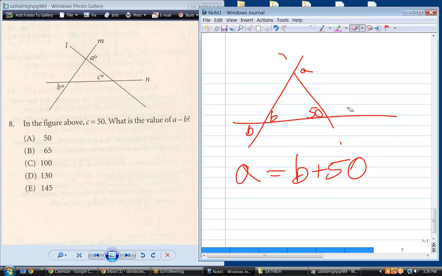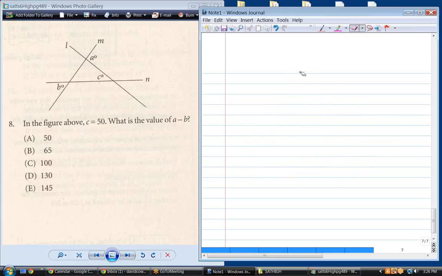That's a weird problem. It is, and that's kind of a weird geometry fact, but it's usually presented like this. C is equal to A plus B. The C is the exterior angle, and it's equal to the sum of the two angles that it's not supplementary to, the other two.